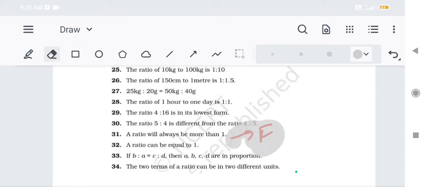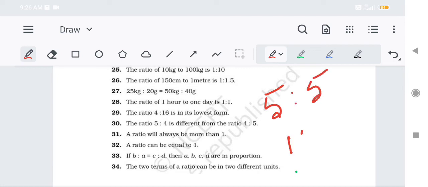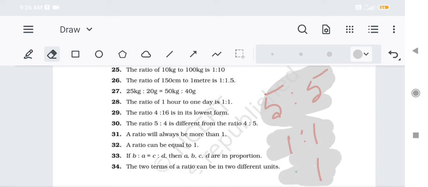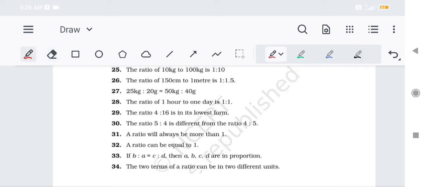In question number 32 it is written the ratio can be equal to 1. Yes, it may be possible, because if you just simply take 5 is to 5, it is coming 1 is to 1. So in total it is coming 1. It may be possible that both the terms are coming same, but it is not possible that always it will be more than 1. It might be less than 1. Okay, so this statement is true, because here can be is written. If it is written always 1, then it would have been a false statement. Now let's come to question number 33.